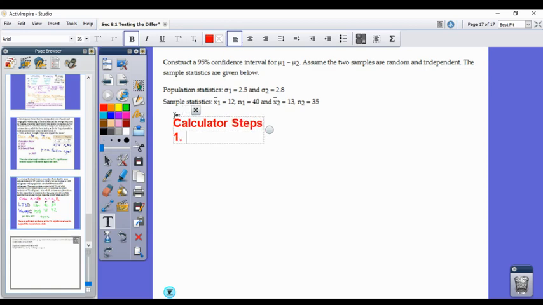So step number 1, you're going to hit stat. Step number 2, you're going to go over to tests. And then step number 3, you're going to scroll down to 2SampZInt. Let me make sure I type that right. This is all like one thing. Yeah, 2SampZInt.